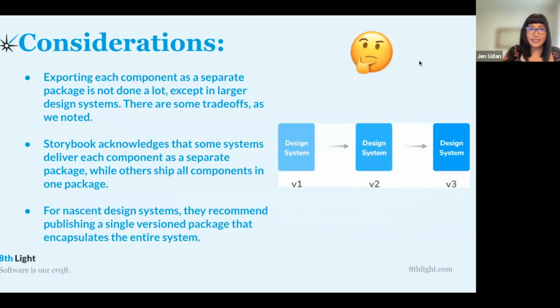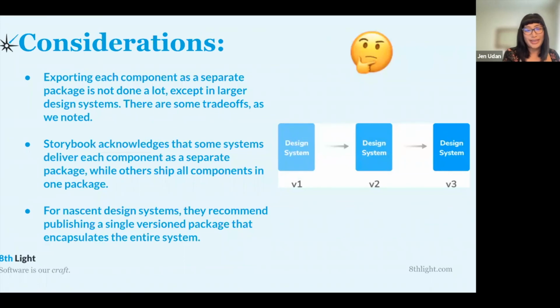All right, considerations. Exporting each component as a separate package is not done a lot, or not from what I've seen, because I haven't been used to it developing on the front end for several years now, except in larger design systems. And there are some trade-offs that we've already noted. Storybook itself, funnily enough, acknowledges that some systems deliver each component as a separate package and others ship all components in one package. If you go to the Storybook docs, they actually recommend that you ship all the components in a single package. So this diagram on the right-hand side is straight from the Storybook docs.